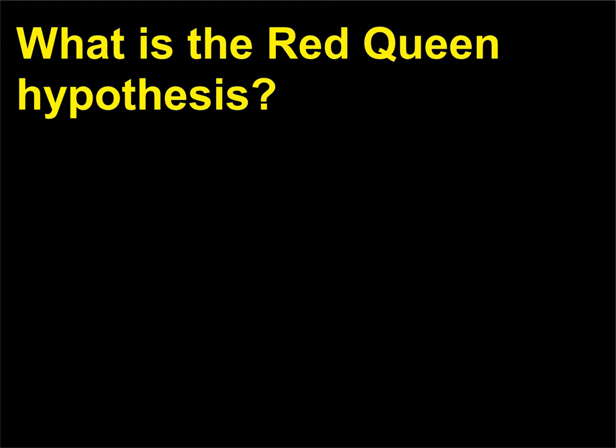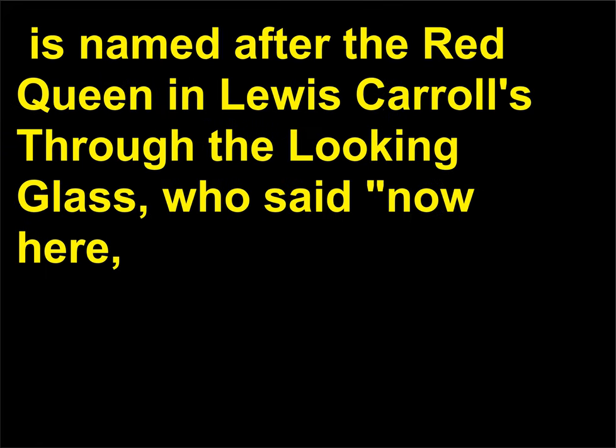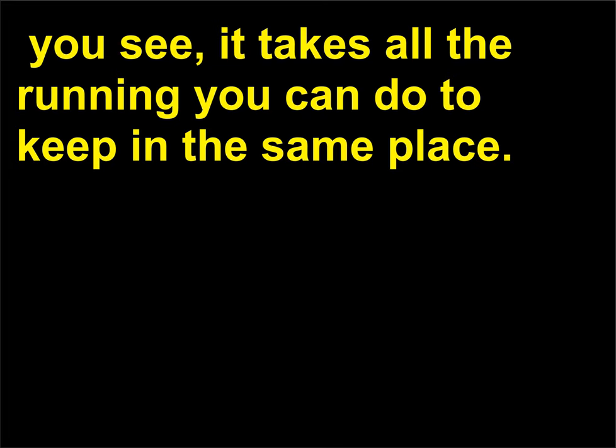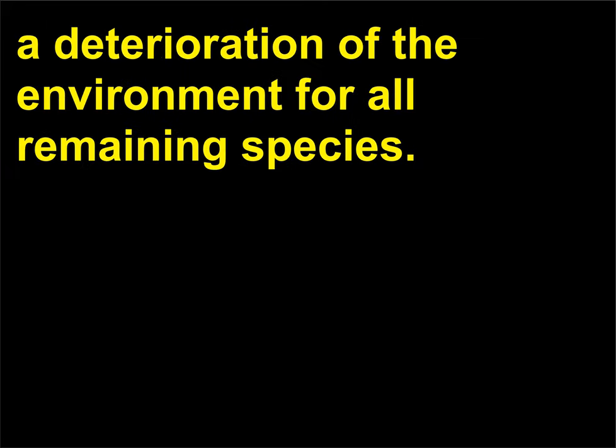What is the Red Queen hypothesis? This hypothesis, also called the law of constant extinction, is named after the Red Queen in Lewis Carroll's Through the Looking Glass, who said, "Now here you see, it takes all the running you can do to keep in the same place." The idea is that an evolutionary advance by one species represents a deterioration of the environment for all remaining species. This places pressure on those species to advance just to keep up.